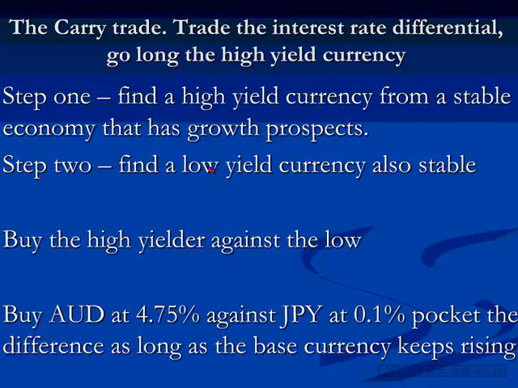Now, ideally, you want this other currency to be so stable that it doesn't move. You really want this to do absolutely nothing. It might have a bit of downside in it, even better, but you don't want volatility. You do not want volatility in this second currency. So what do you do? You buy the high yielder against the low.